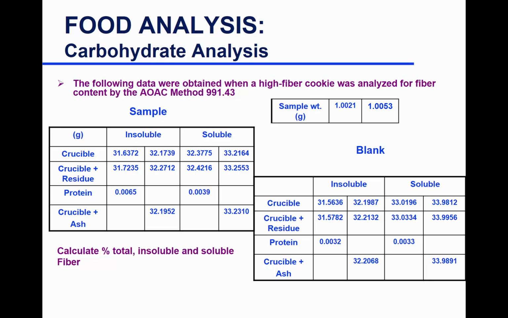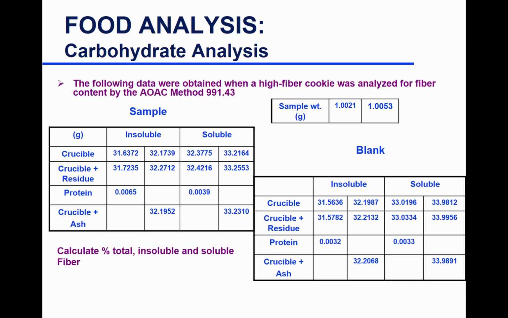So this crucible here is where we collect the fiber. We filter, everything that is soluble will go out, and you take the crucible, you dry it, and then you measure protein and ash, and then you take the weight. You take the weight and then measure protein and ash in the sample, and then you correct for that to determine the total amount of insoluble or soluble fiber.